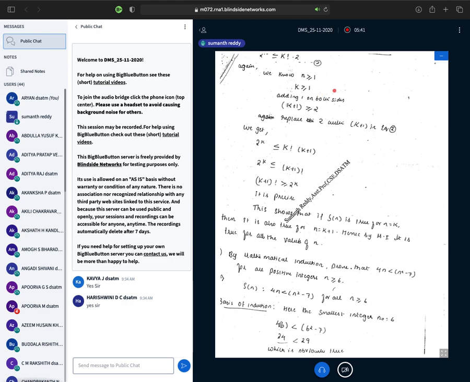I will just add 1 on both sides. If I add 1 on both sides, what will happen? k plus 1 will be greater than or equal to 2, because I am adding 1 on both sides. So this side it will become k plus 1, and this side it will become 1 plus 1, that is equal to 2.